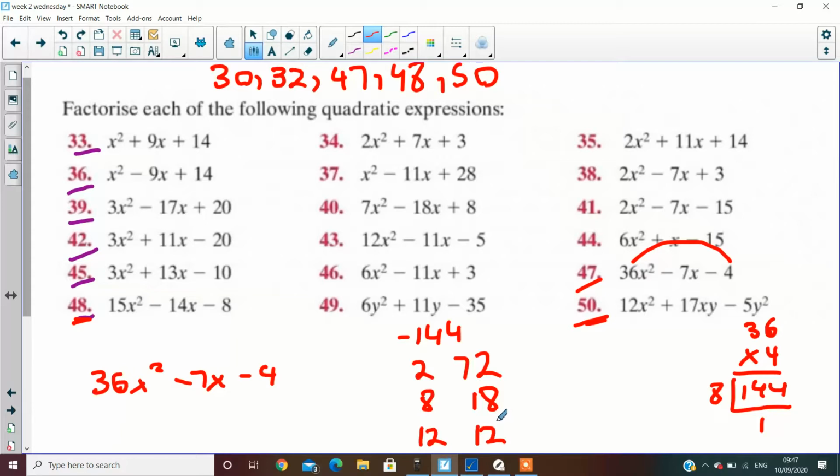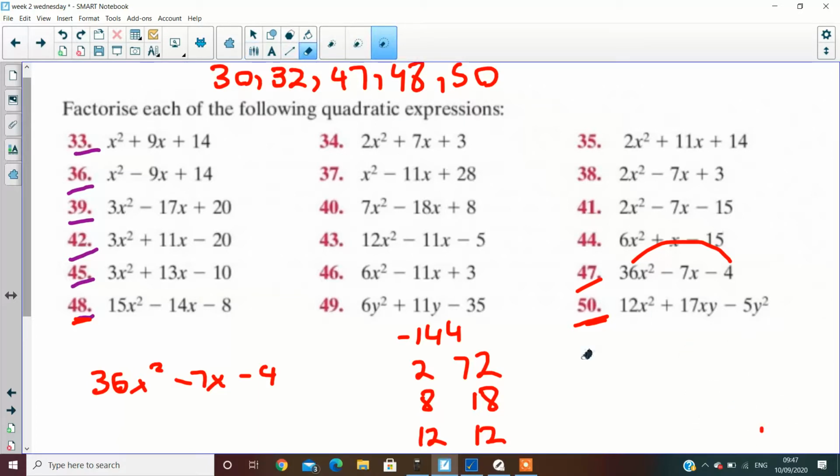Too small. All right, let's try again. What else will go into 144? Will 6 divide into 144? 6 and 24. 9? Oh, excellent. We need something bigger than 8, so we're going to go for 9. And what do we get when we do 9? 9 and 16. 9 and 16 is perfect, isn't it?